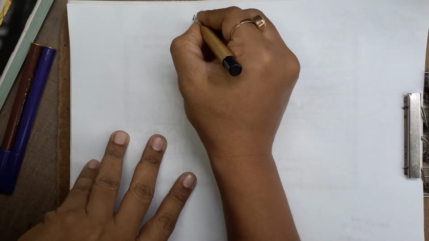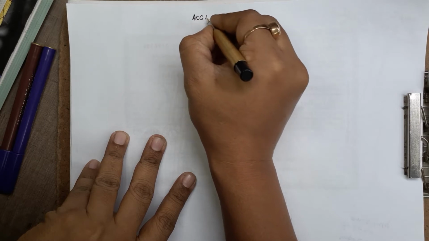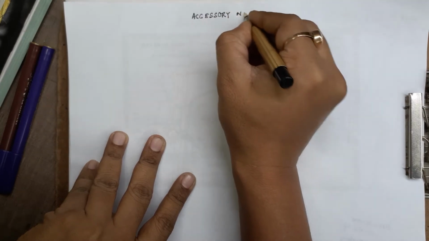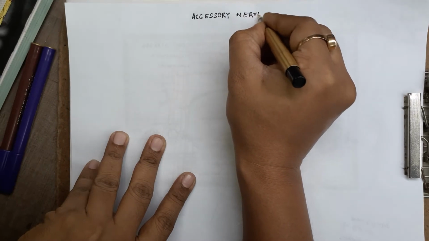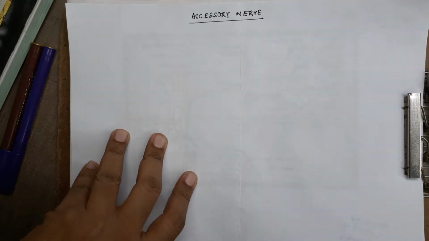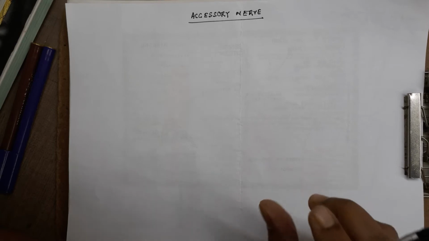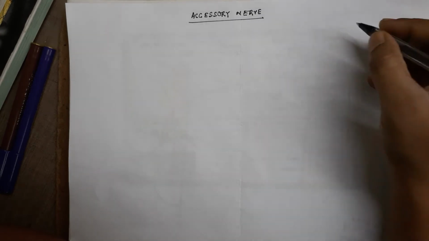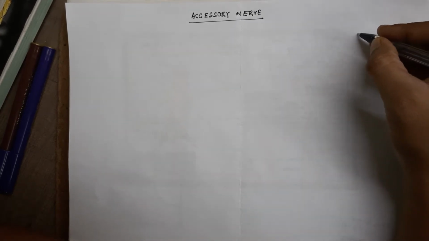We will discuss the accessory nerve, the 11th cranial nerve. Our topic of discussion is the 11th cranial nerve. It has basically two components: one is a cranial component, another one is a spinal component. The cranial component comes out from the medulla.